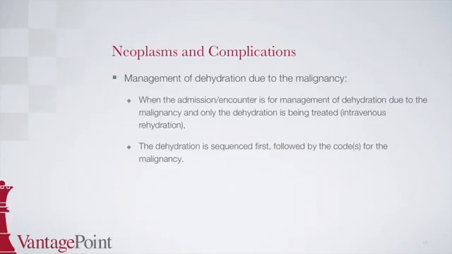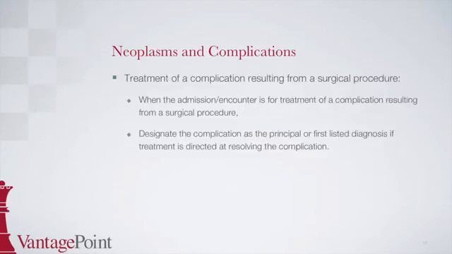If the reason for the encounter is dehydration due to the malignancy, you would code dehydration first, followed by the code or codes for the malignancy. When the patient comes in for treatment of a complication that arose after a surgical procedure, such as one to remove a malignancy, the complication code would be the principal diagnosis, followed by the malignancy. We're going to try a coding example on the next slide.